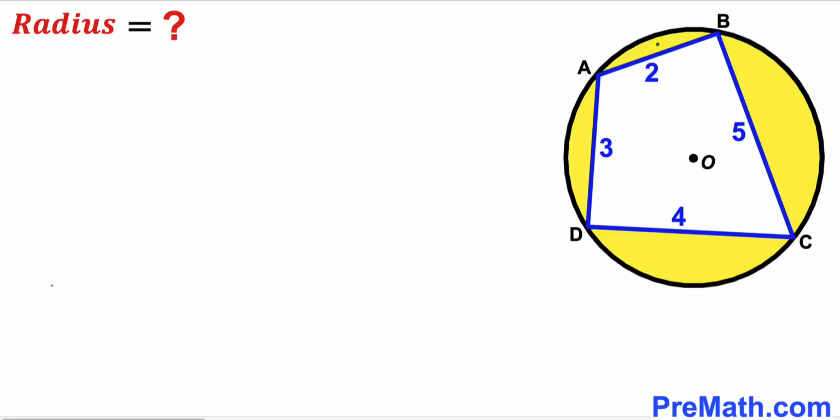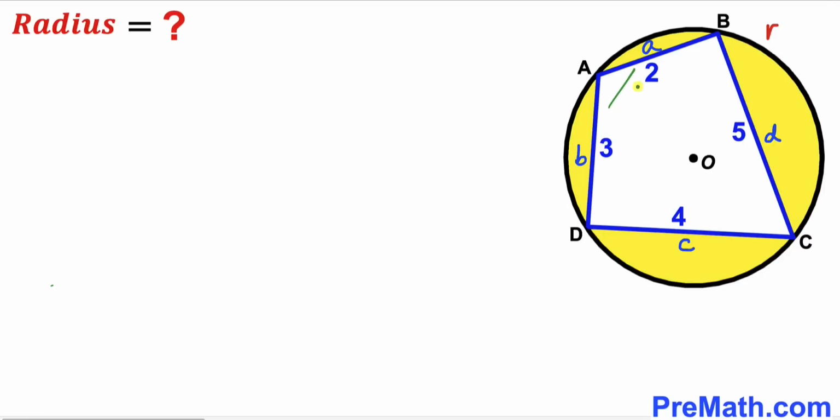Here's our next step. I'm going to label the side length AB as lowercase a, AD as lowercase b, CD as lowercase c, and finally BC as lowercase d. Then our a value is 2, b value is 3, c value is 4, and d value is 5. Moreover, I am going to label the radius of this circle as lowercase r, and we are going to find the value of the radius r.